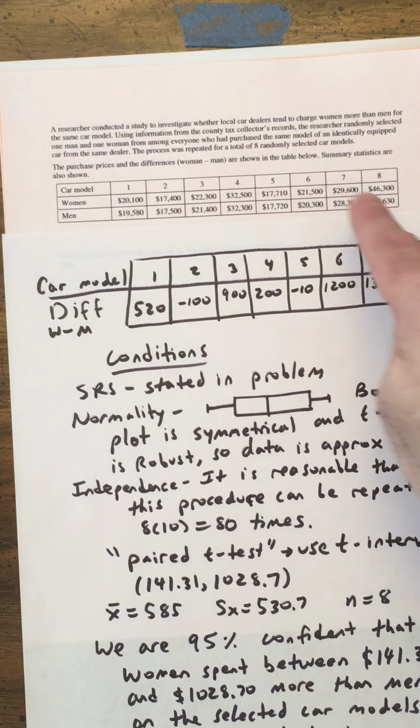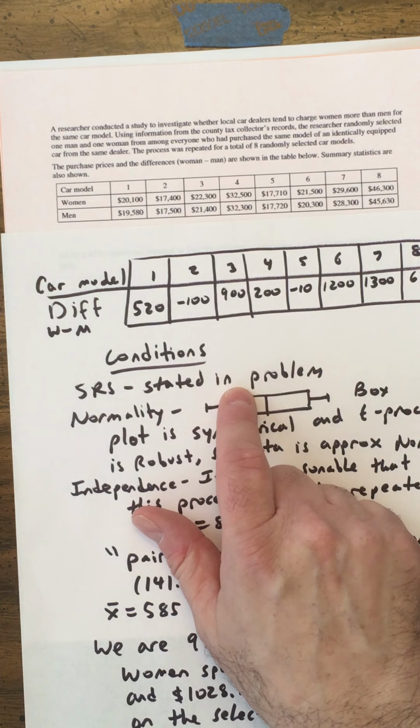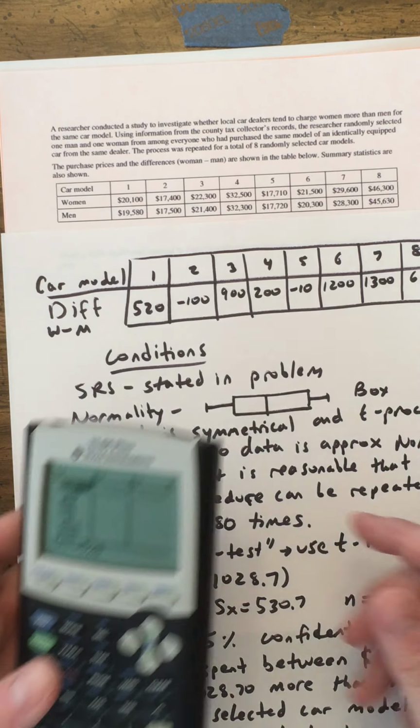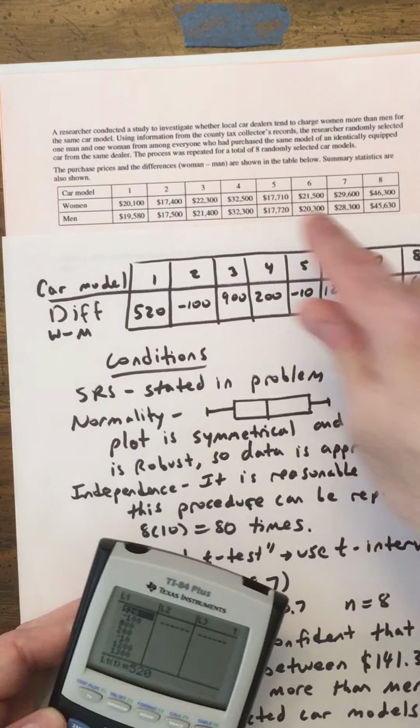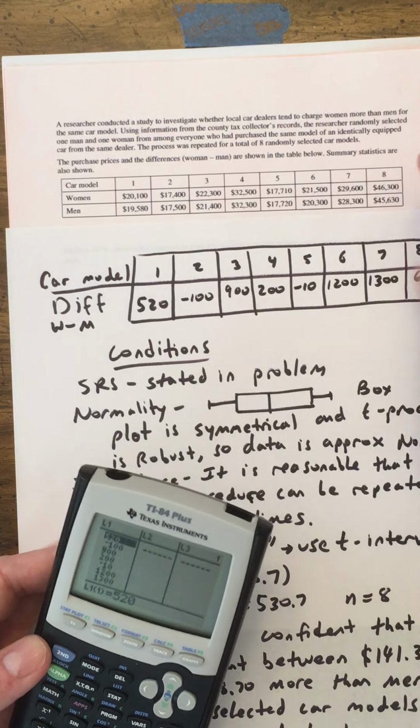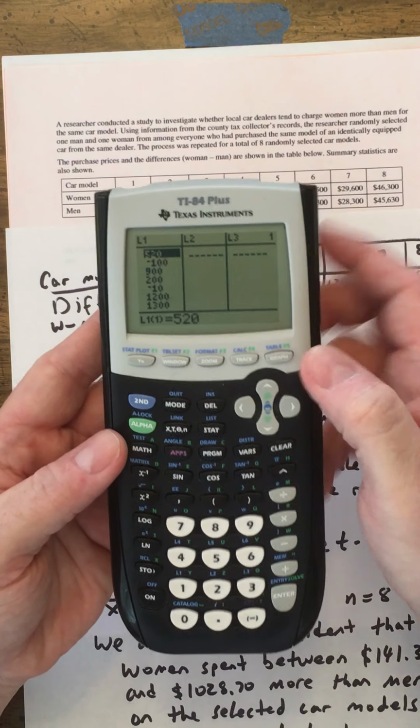SRS, it was actually stated in the problem. If you go back and read the problem, you'll see it's there. Normality. Let me show you how you get this, because for such a small sample size, if it doesn't say the data was normally distributed, then you're going to have to check a box plot. So how do we do that?